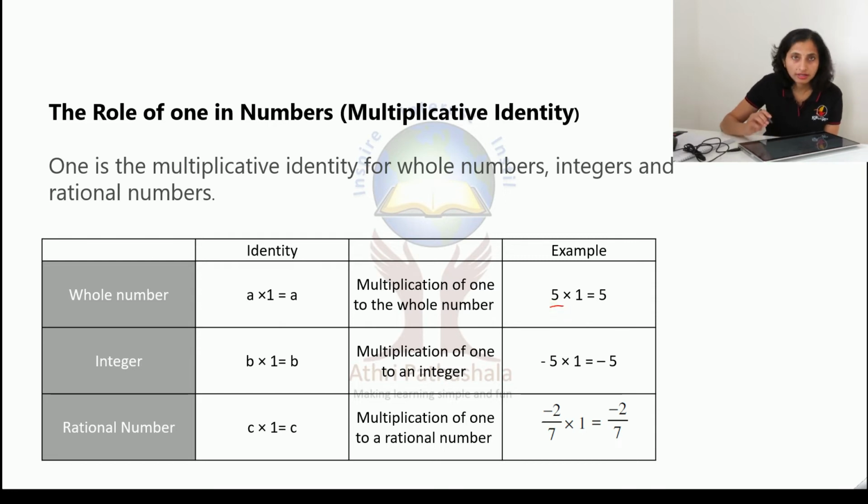Example, 5 is a whole number. I multiplied by 1, and we got the answer 5. Minus 5 is an integer. Multiplied by 1, we will get minus 5. And minus 2 by 7 is a rational number. Multiplied by 1, we got minus 2 by 7 itself. So therefore 1 is the multiplicative identity for the whole numbers, integers, and the rational numbers.